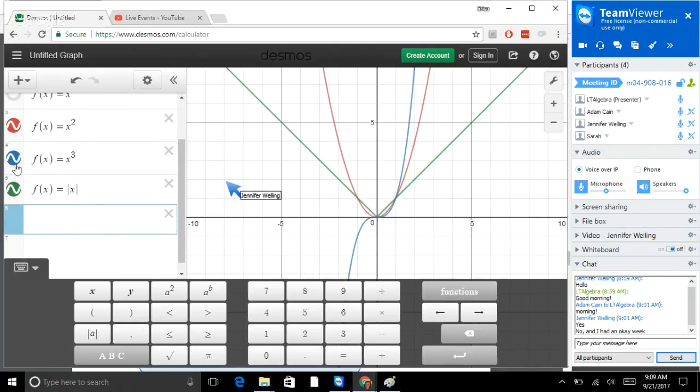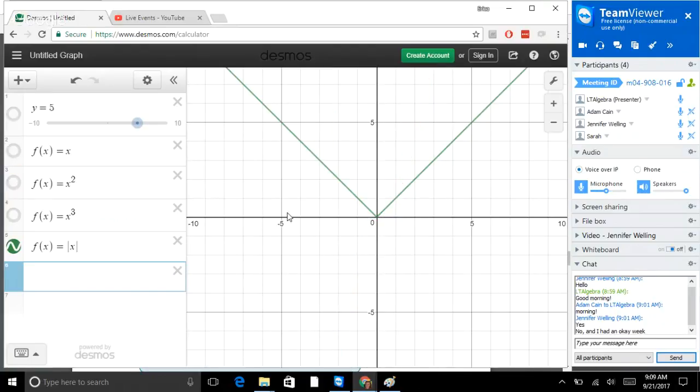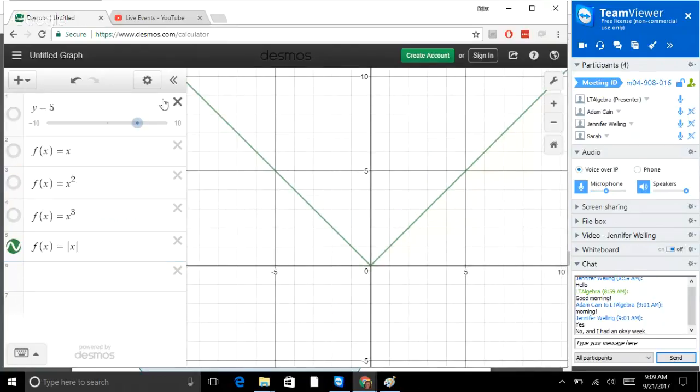Oh, there we go. What's interesting about absolute value is that the value of our function is never negative, right? We always have a positive output value. And that's due to absolute value, right? You can never evaluate an absolute value and get a negative number. If I put in -5, the absolute value of -5 is +5. So I'm never going to have a negative value of my function.